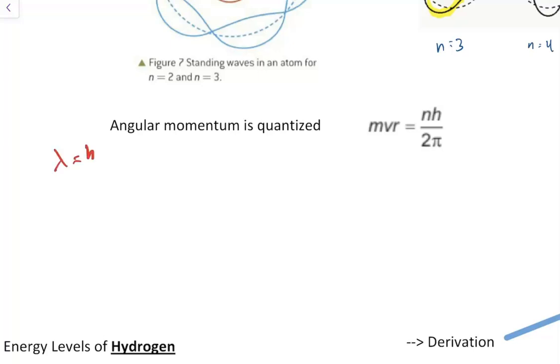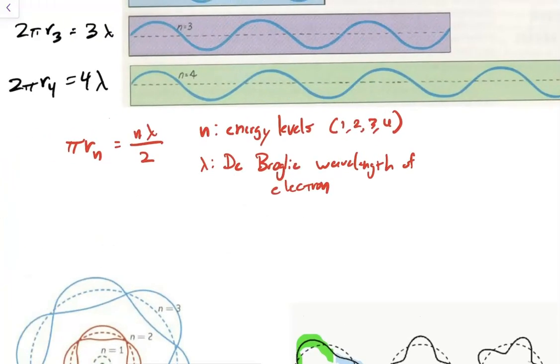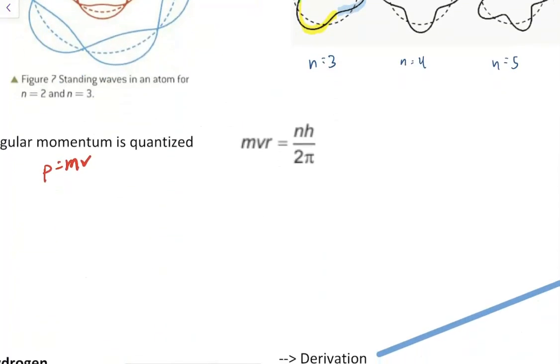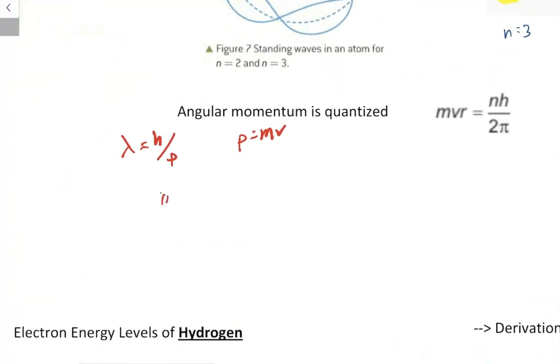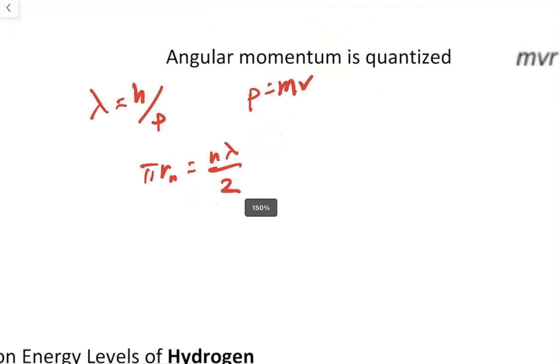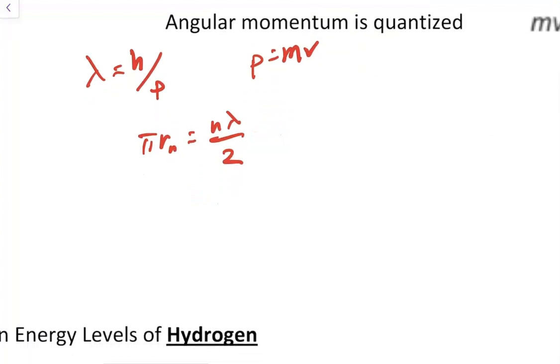So we know that our de Broglie wavelength is lambda equal to h over p. We also know that p is equal to mv. And then we just showed that pi r equals n lambda over 2. So we're really just plugging things in. We know lambda is equal to h over p, and p equals mv. So let's plug both of those in.